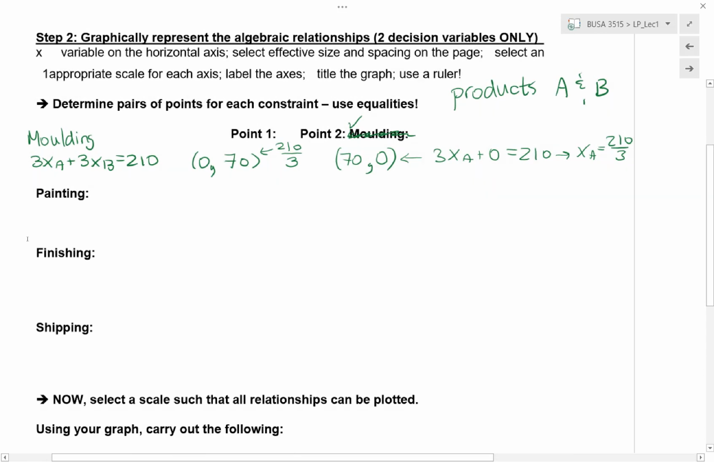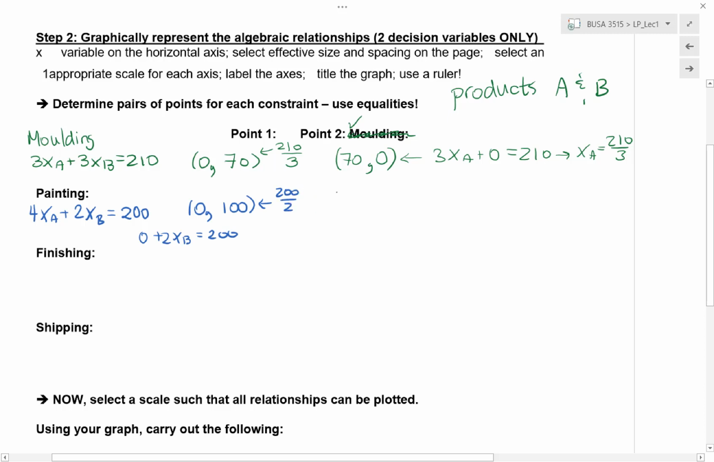So painting, the constraint was the following. We had 200 hours total. It cost us 4 hours to paint XA products, 2 hours for XB products, and we had a maximum of 200 hours. Sorry, I keep writing 210 there. And let's figure out what our points are. So let's again try 0. If XA were 0, we'd get 0 plus 2XB would be 200. That would put XB at 100, which is just 200 over 2.